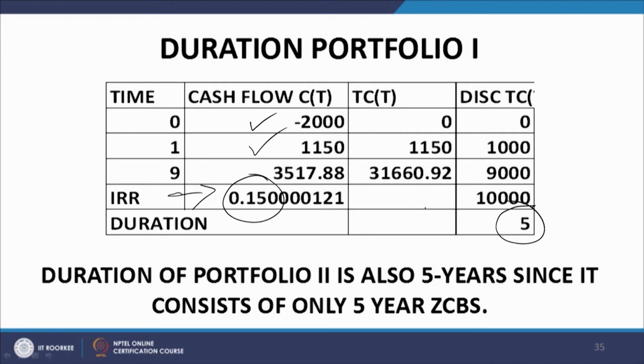Now, the duration of portfolio 2 is also 5 years. Why? Because it is a 0 coupon bond of maturity 5 years. So, the duration is 5 years, and duration equals maturity for a 0 coupon bond. Now, let us look at convexity. As far as the duration is concerned, portfolio 1 and portfolio 2 are perfectly matched, but what about the convexity? Let us look at the convexity.